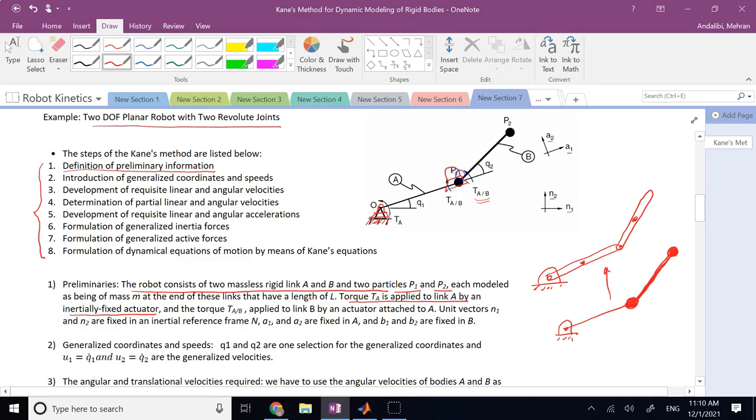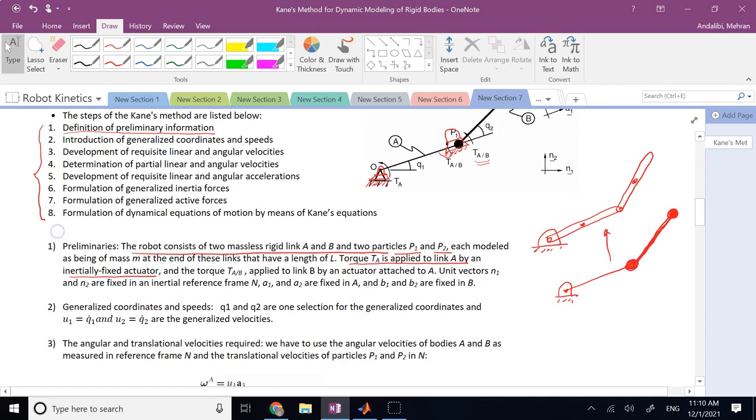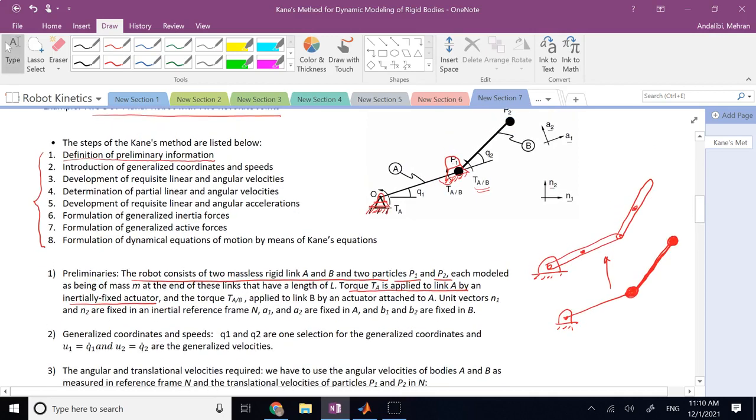So this motor is rigidly attached, as I said, to block A. It's basically a relative connection. It's not an inertial connection, but a connection to another rigid body, which itself is moving.